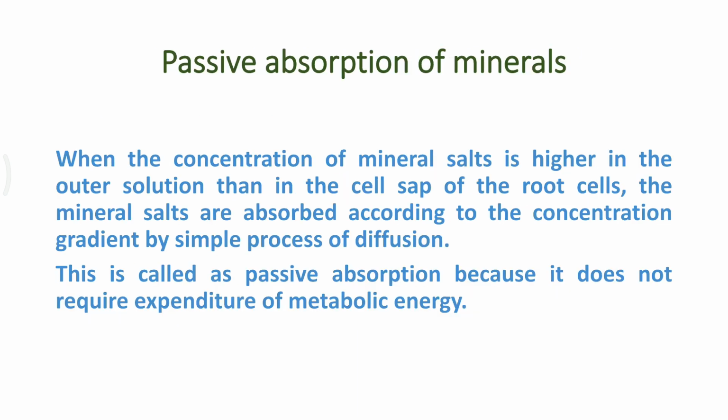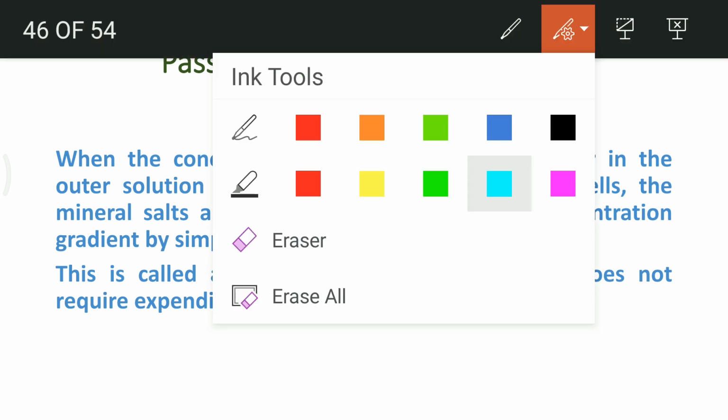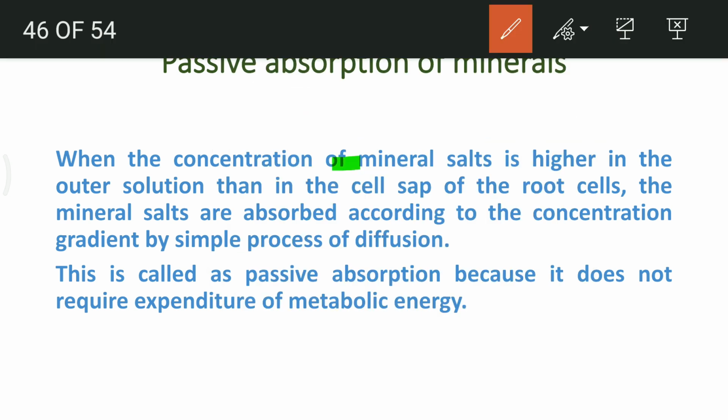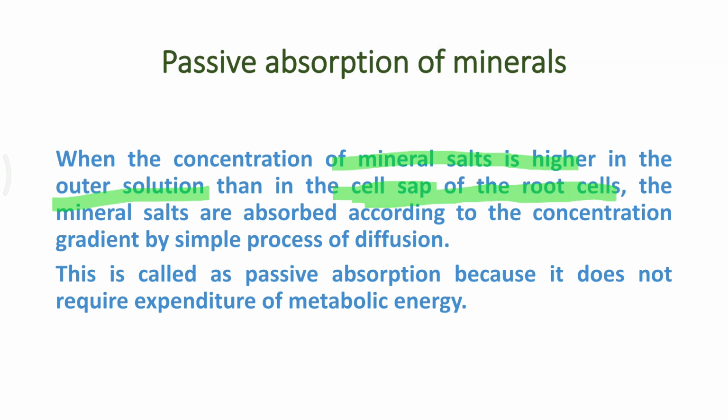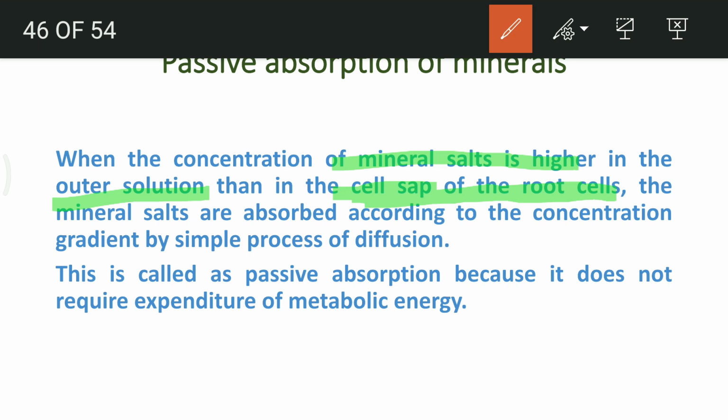Passive absorption of minerals means that when the concentration of mineral salts is higher in the outer solution than in the cell sap of the roots, the mineral salts are absorbed according to the concentration gradient by the simple process of diffusion. And in this case, you have to think of it in a very simple way.